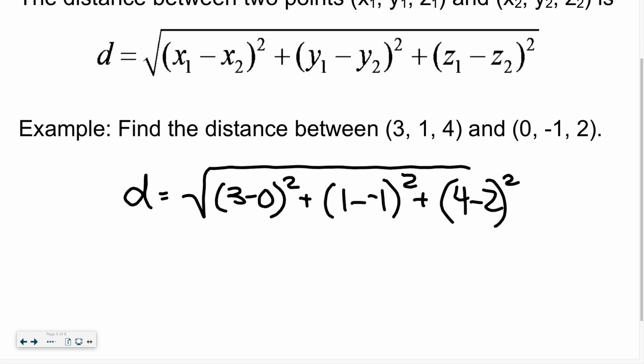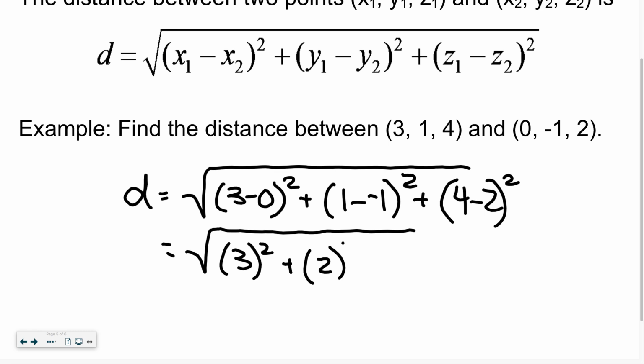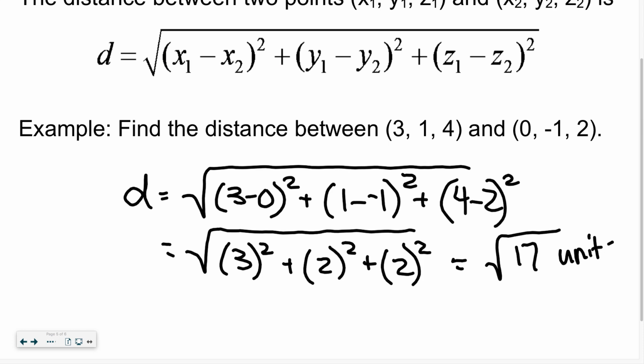Go ahead and find the differences. So I'm showing all my work here. That would be 3 squared plus 2 squared plus 2 squared. In the way that I subtracted them, they all came out to be positives. But remember, if any of the differences are negative, when you square them, you'll still get a positive. So never should you have negative underneath the radical for a distance. And then what is that? 9 plus 4 plus 4? So 17. The square root of 17, and I'm going to say units.